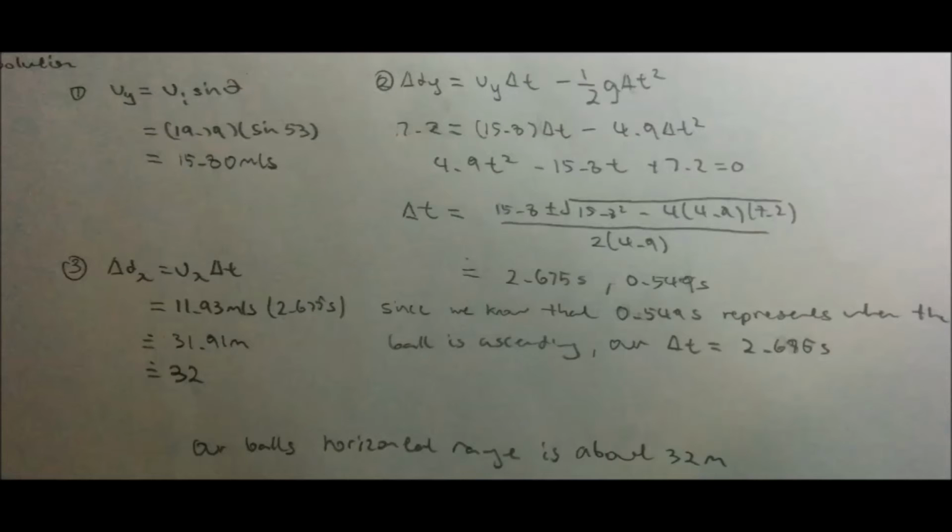First, we must find our vertical velocity, which is vy. It is our initial velocity times sine theta. Subbing in the values, we can get a final answer of 15.8 meters per second.